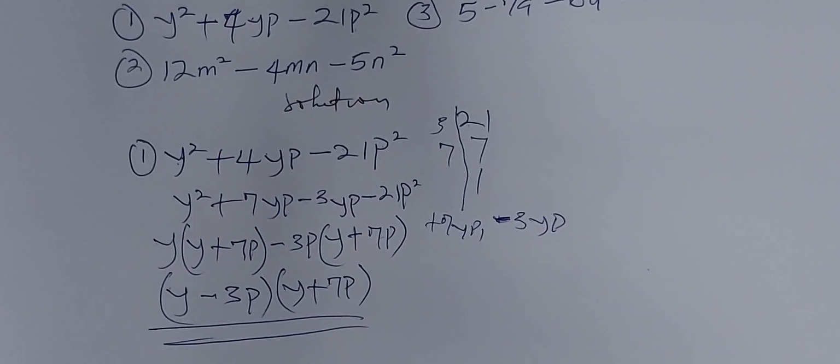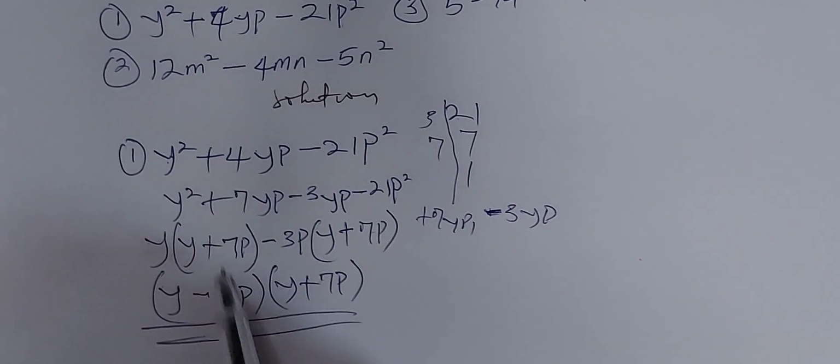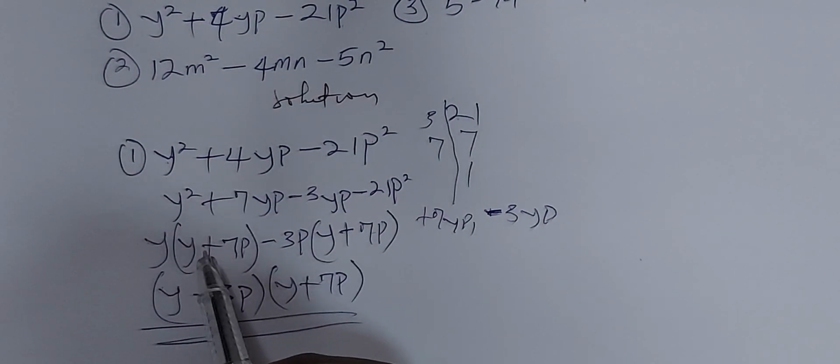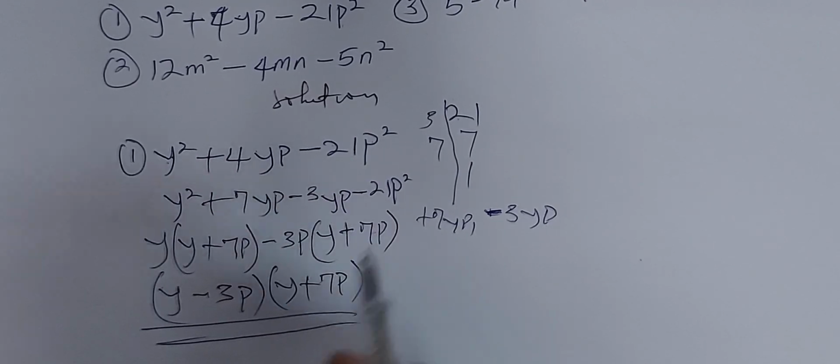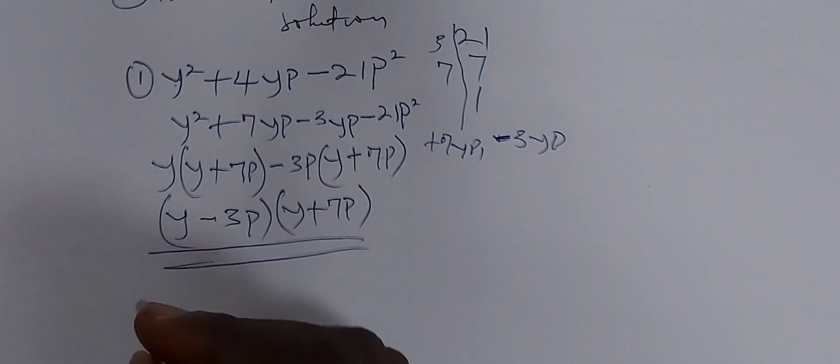It's as simple as ABC. Mind you, I said in the last video that what you have in this bracket must be equal to this one whenever you are doing factorization. So take note of that.